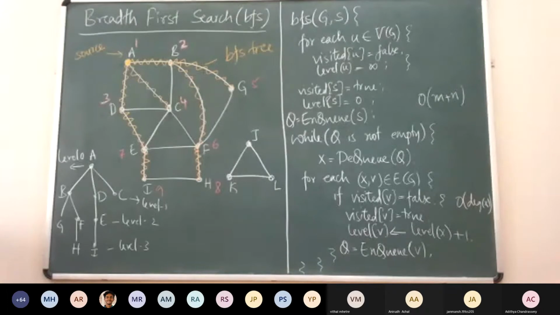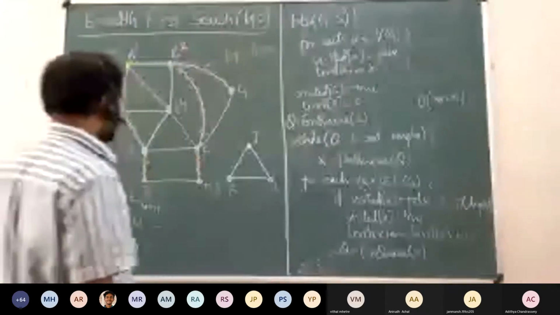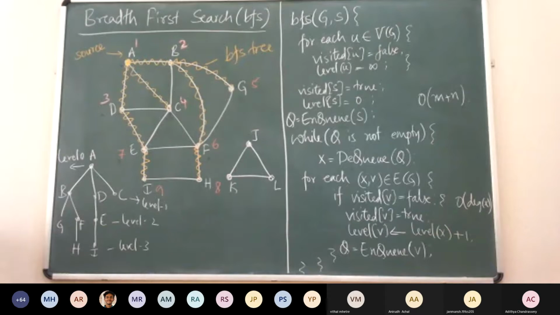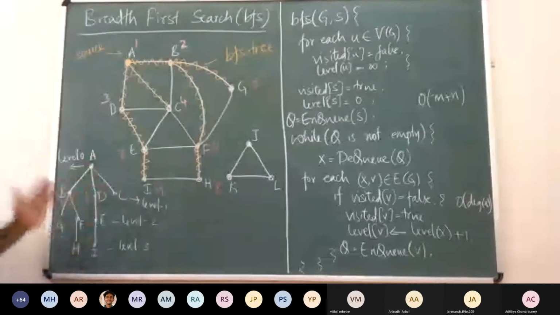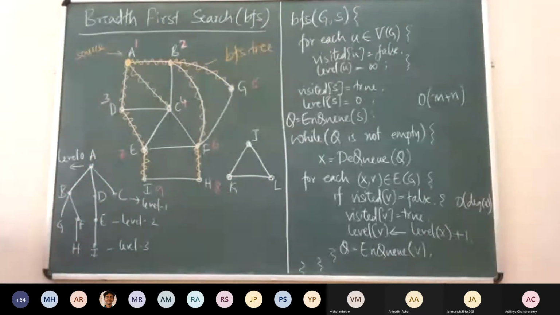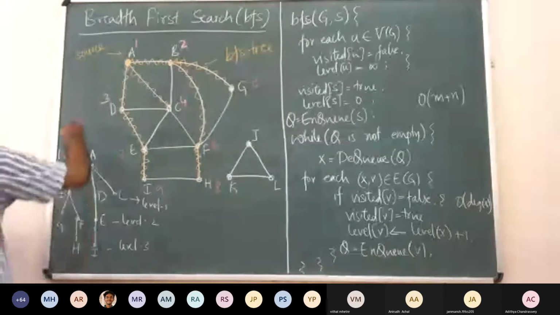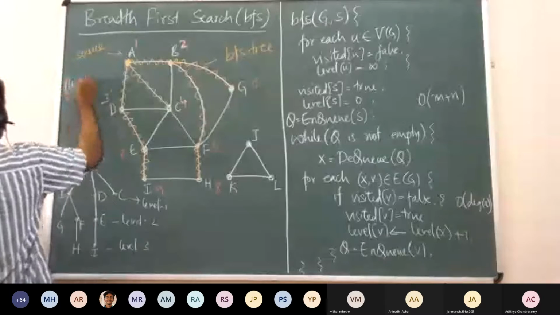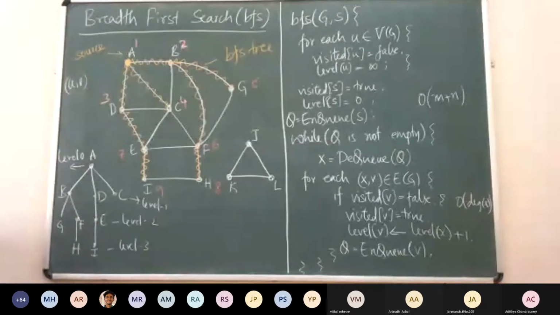Suppose you have done BFS traversal on the graph, and you have this BFS tree, and you have labeled the levels for each vertex. Now you take any edge UV in the graph. Can you say anything about the difference in levels of U and V? They differ by at most 1.